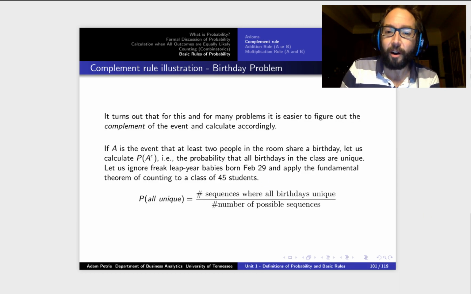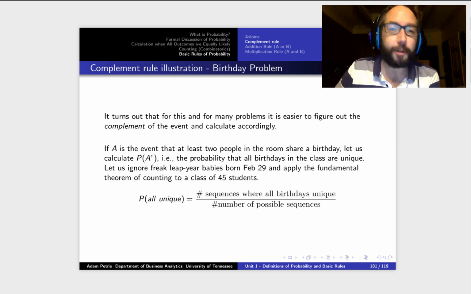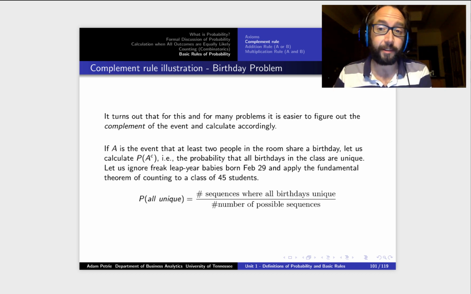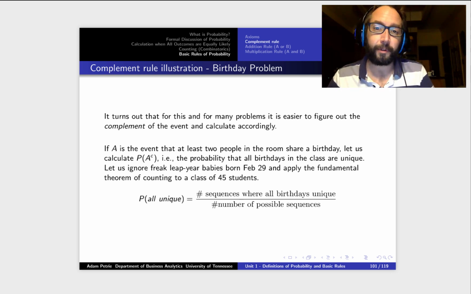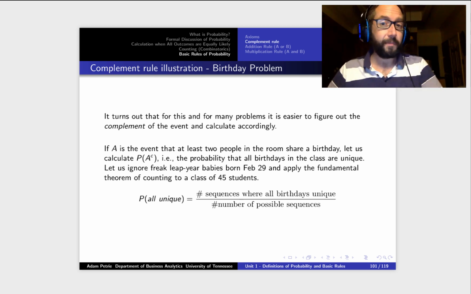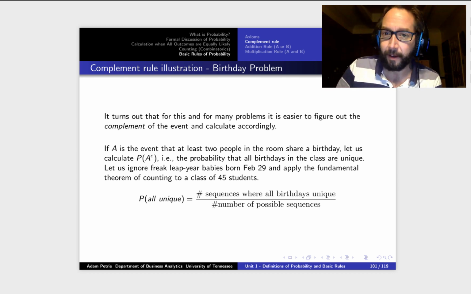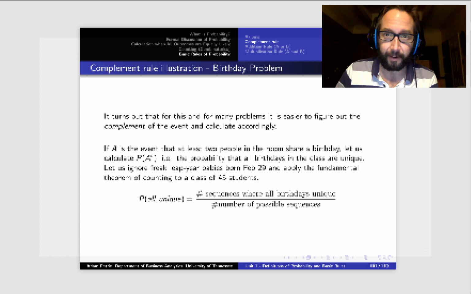Now, that's a hard question to actually tackle directly, just because there's so many different ways that at least 2 people can share the same birthday. We could have pairs, we could have triplets sharing the same birthdays, etc. And so in this case, the complement rule is useful because we can figure out the probability that all of the birthdays are unique in the room, and then do 1 minus that. The opposite of at least 2 people sharing the same birthday is no one shares a birthday. All the birthdays are unique. And so let's do that computation. The answer is always a bit surprising. And let's do a computation for a class of size 45 here.